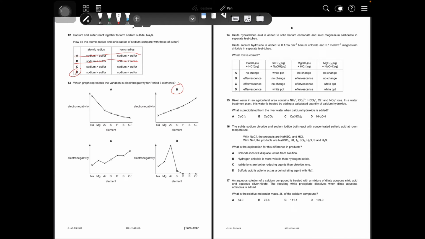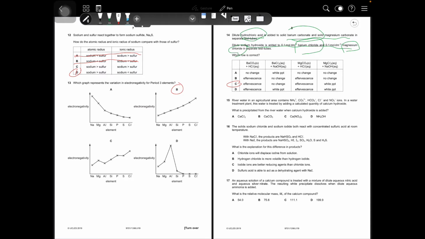The next question, dilute hydrochloric acid is added to solid barium carbonate and also solid magnesium carbonate in separate test tubes, which means here an acid reacting with bases. And the next one, dilute sodium hydroxide is added to barium chloride and also magnesium chloride in separate test tubes. So in this reaction, that means it will produce barium hydroxide and also magnesium hydroxide. As we know, down group 2, the hydroxides become more soluble. That means the reaction of barium chloride with sodium hydroxide will produce a soluble barium hydroxide, and the reaction of magnesium chloride with sodium hydroxide will produce a solid magnesium hydroxide. And of course, the reaction of acid and bases will produce effervescence or fizzing. So in that case, the answer will be C.